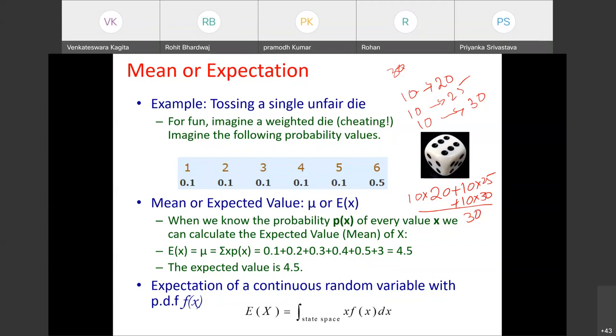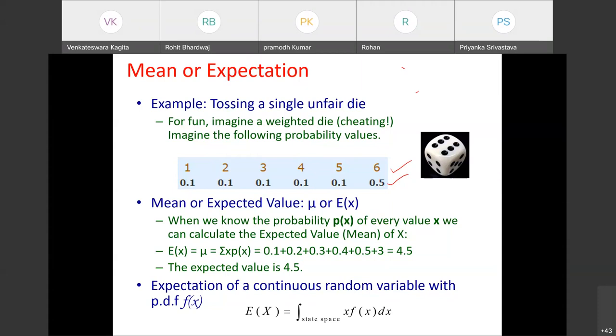Yes, sir. Right. So according to the underlying distribution, we multiply with the corresponding frequencies and take the average. Similarly, the expectation or the mean is computed according to the underlying distribution of the probabilities. For example, imagine that you're tossing an unfair dice. An unfair dice is a weighted, cheating dice. It's not a fair dice, where the probability is equal for all 6 values. This is the probability distribution of the different values. The probability that it takes value 1 is 0.1, 2 is 0.1, and so on. For 6, it is 0.5. There's a higher probability that it will land on 6.